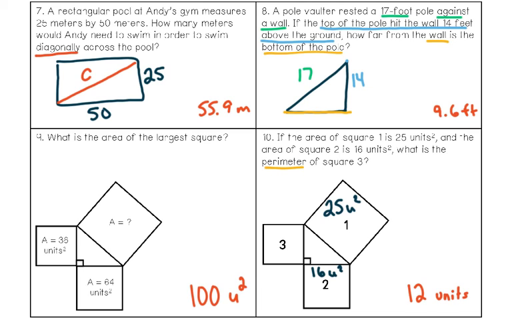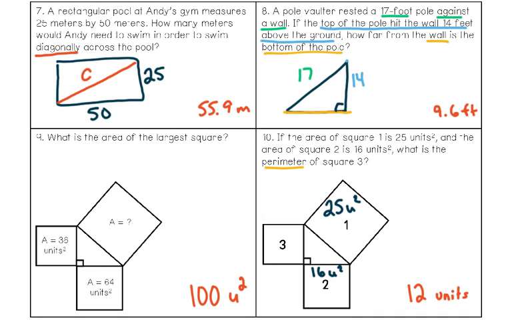On number 8, you have to draw a picture. Without a picture, you might not realize if you're trying to solve for the hypotenuse or the missing leg length. So the first thing I want to point out is that the blue part, the top of the pole, hits the wall at 14 feet above the ground. So from the ground to the top of the pole gives me a leg of 14. Since I'm looking for the length from the wall to the bottom of the pole, that would be this yellow length. That's a leg, since this would make the right angle.